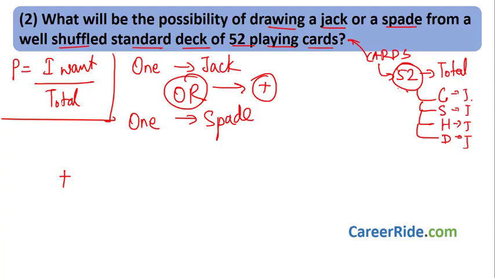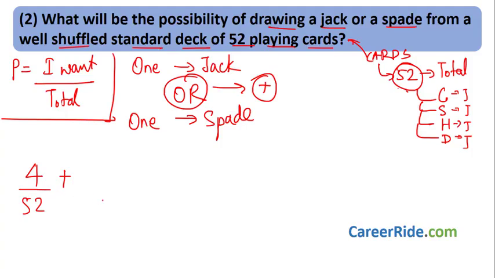We have to pick one jack. So there are 4 possibilities. So what do I want? Jacks. 4 jacks are there. I can pick any one of them. How many total are there? 52 cards are there in total, right? This is the probability for picking out a jack.